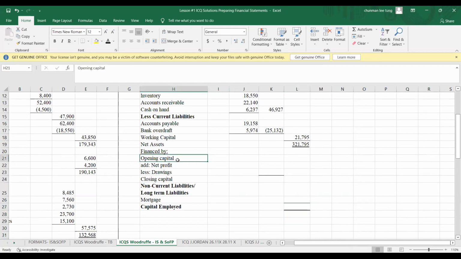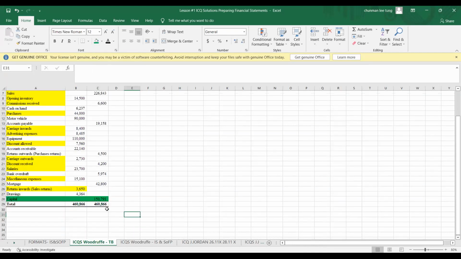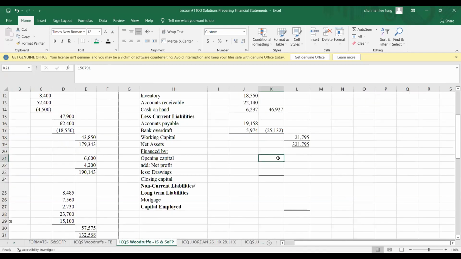So we're going to start off with opening capital. We are under the financed by section. So opening capital, we would have calculated it in our, yes, trial balance. Look, our opening capital is here in green, $150,791. So you're bringing that figure across here.